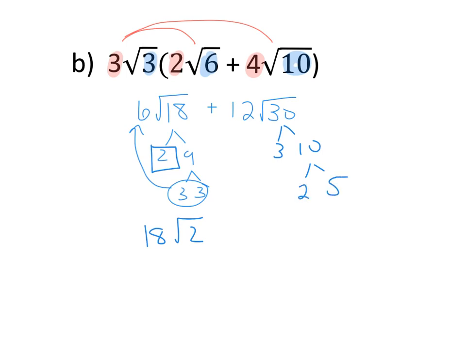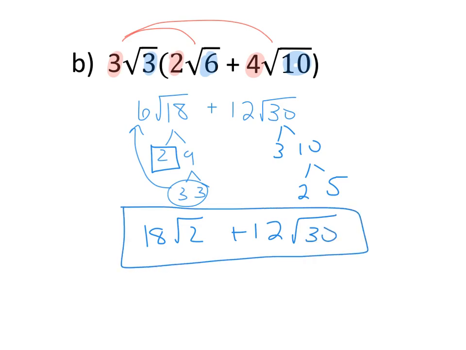Now if I look at this, nothing will pair up and move out. Okay, so since nothing pairs up and moves out, you're just going to leave it as 12 root 30 because you can't clean it up. And that's going to be my final answer because, again, I can't put a square root of 2 together with a square root of 30.